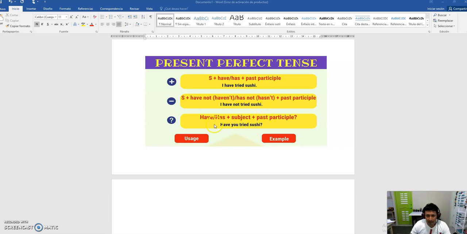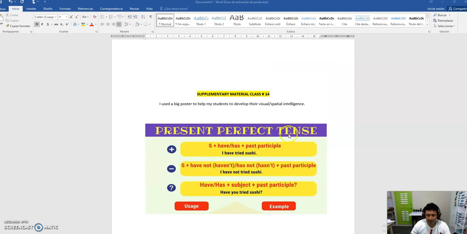Now look at this formula. This is have or has, plus subject, plus past participle. Have you tried sushi? That is how we have used this present perfect tense.